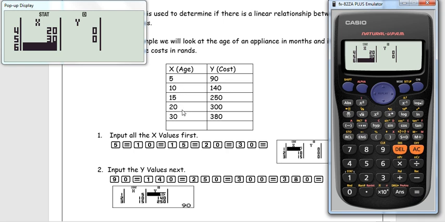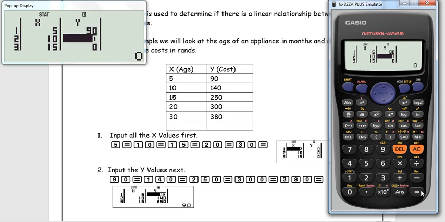Now that we have entered our x values, our step number 2 is to go back and input our y values. In order to do this, I'm going to take a shortcut. I'm going to use my down arrow on my replay button. The reason I'm doing this is it's going to take me directly to the top, instead of me going up, up, up, up, up. Okay, I've now entered my x values. I need to go across into my column for my y values.